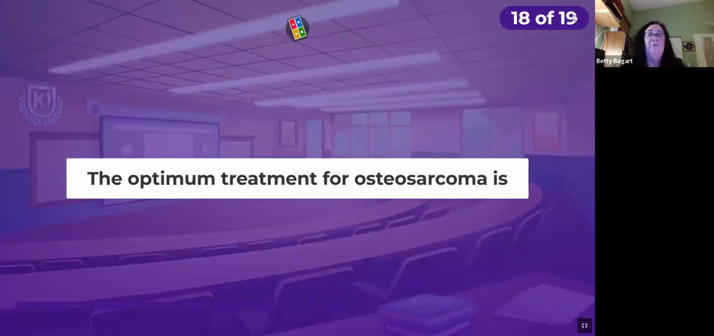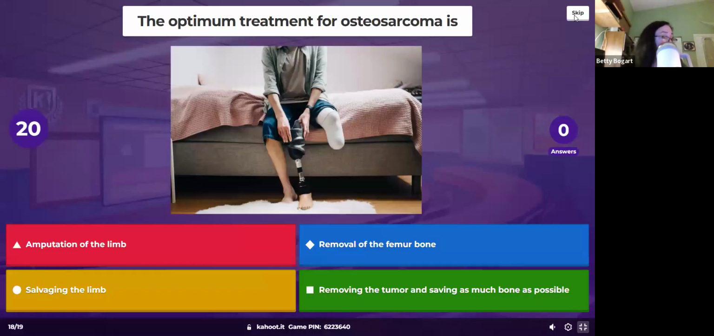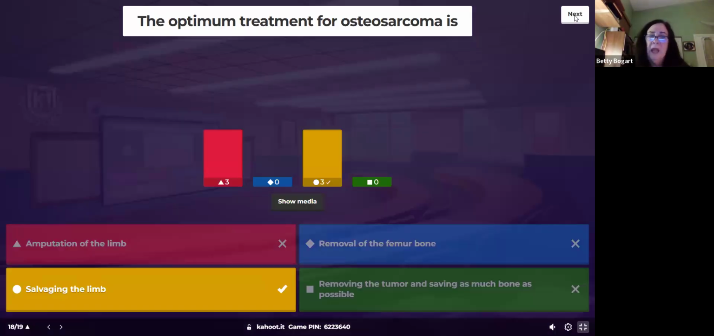The optimum treatment for osteosarcoma is our goal, the optimum priority, what we would wish for is to salvage the limb because we want to have somewhere to put a prosthesis. We want this child to be able to be mobile. And if we salvage the limb, there's a place for a prosthesis that can work more effectively.